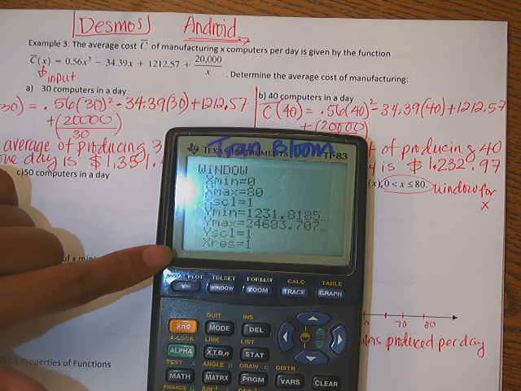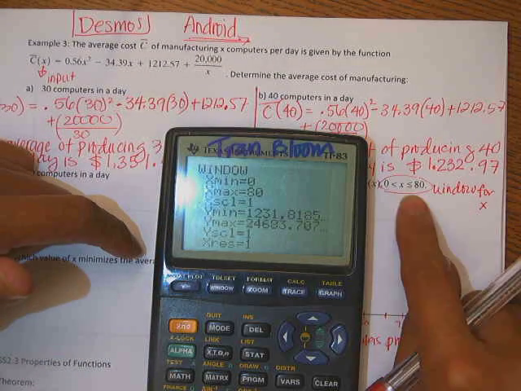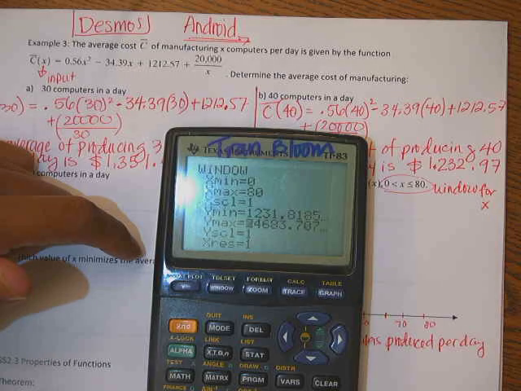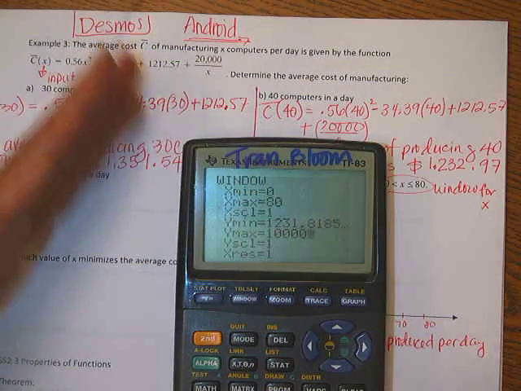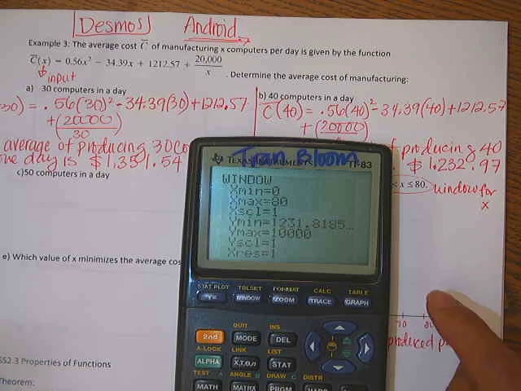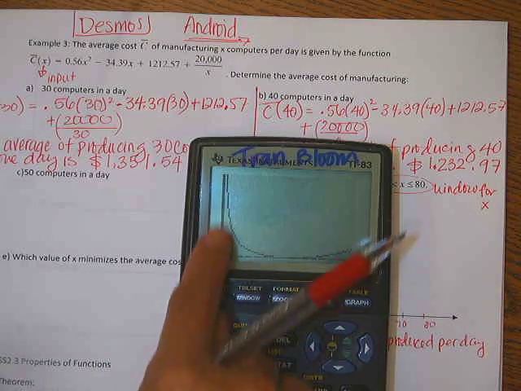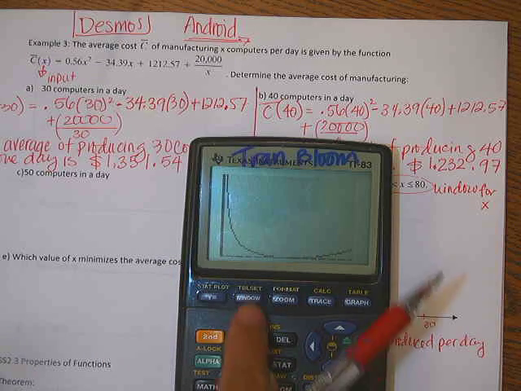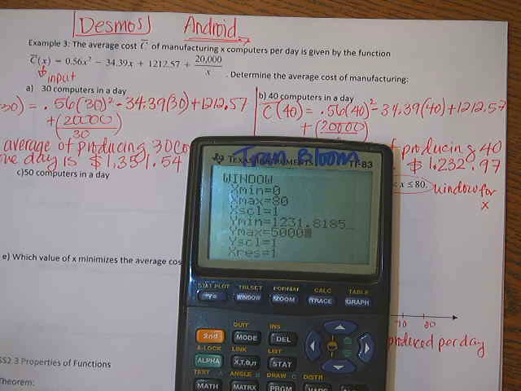So Y max, if this is 1,200-ish, let's try 10,000. The zoom fit will give you a sort of normal window, but you have to go back and fix it and hit graph. There you go. I like this slightly better. I can still see there's still too much Y. You can go back to window and fix your Y again to maybe 5,000.